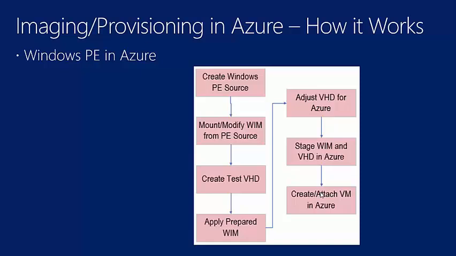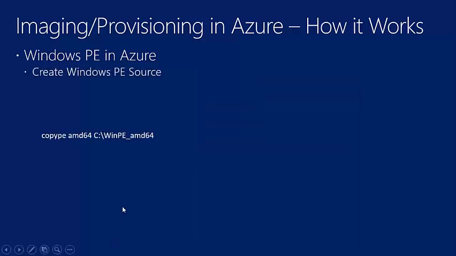Now, there are some specific commands to make these things work, and I'll show them to you quickly here, but I'll also show them to you live. So first, we have to create the Windows PE source. We do that with a command, as you see on your screen, copype, right? Now, a lot of these commands will come from the Windows ADK version of the command prompt, the Deployment and Imaging Tools command prompt, essentially, which I'll show you in a minute.